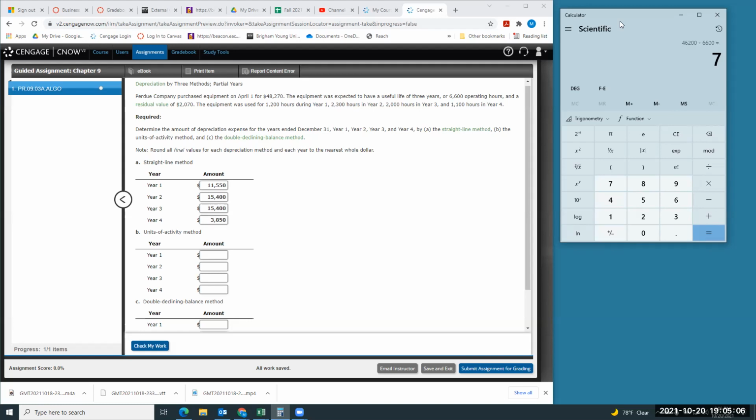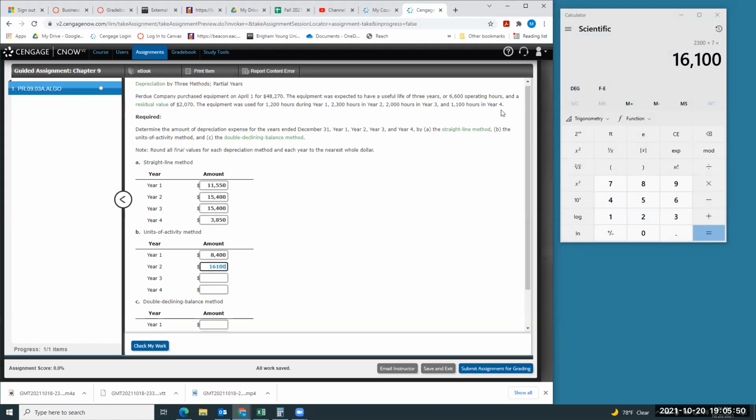So to figure out our depreciation, we're just going to take the number of operating hours we use the equipment in a year and multiply that by $7 per hour. Oh, sorry, it's 1,200 hours in the first year. That's my mistake. So 1,200 times 7 is $8,400. In the second year, it's 2,300 hours. 2,300 times 7 is $16,100.